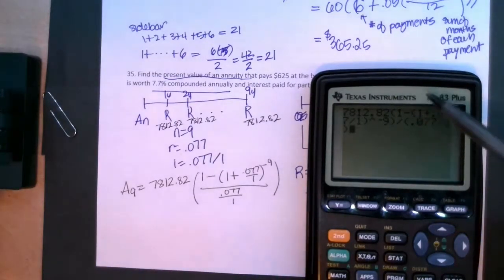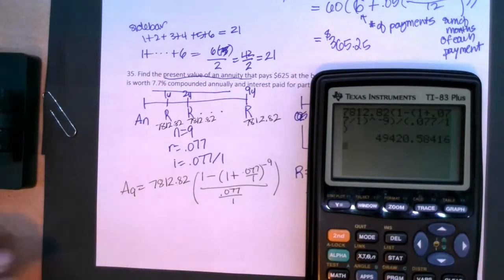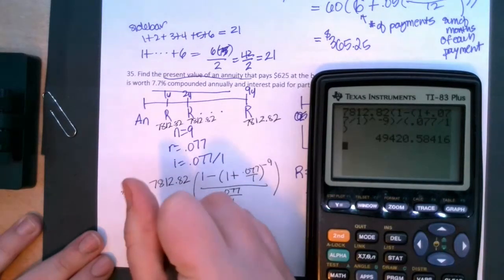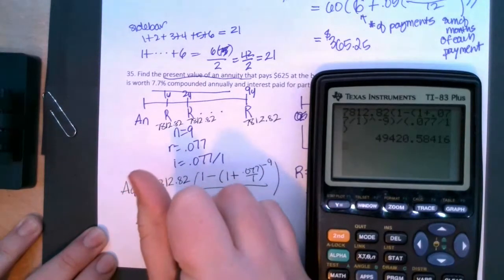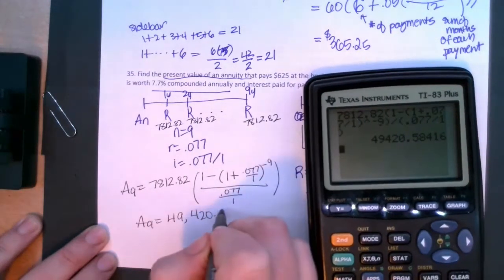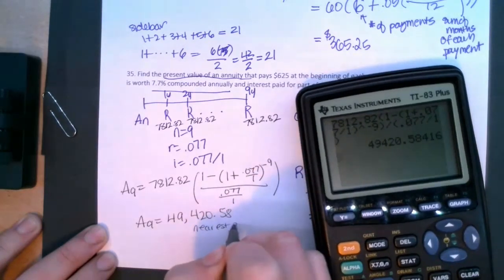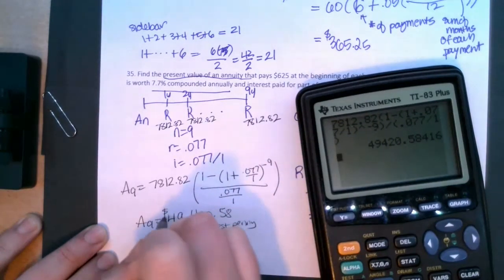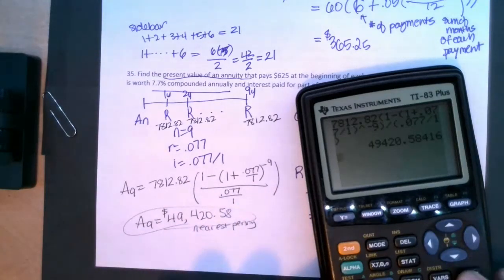Make sure that you have parentheses around your whole numerator, and then you need a separate set of parentheses around your 1 plus I. The exponent should be negative here. So A9 is 49,420, and here we round to the nearest penny, so 58 cents. For payments we round up, otherwise it's to the nearest penny.